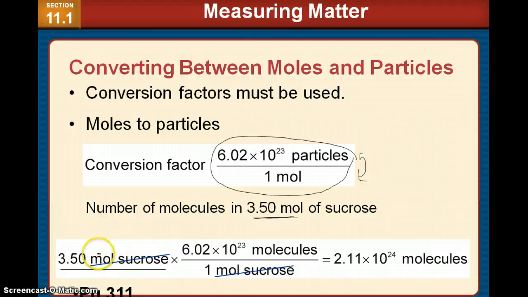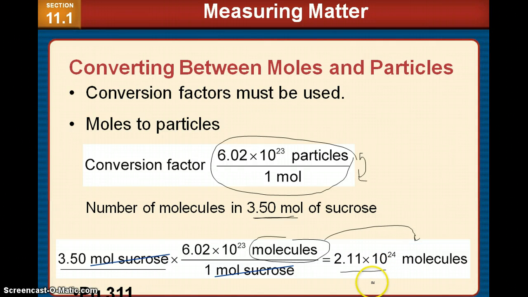Since I have moles and I don't want moles, moles goes on the bottom. And 6.02 times 10 to the 23rd molecules goes on the top, which is what I want. Moles cross out, I'm left with molecules, which is what I want. And I just multiply straight across. 3.5 times 6.02 times 10 to the 23rd, and I'm left with 2.11 times 10 to the 24th.